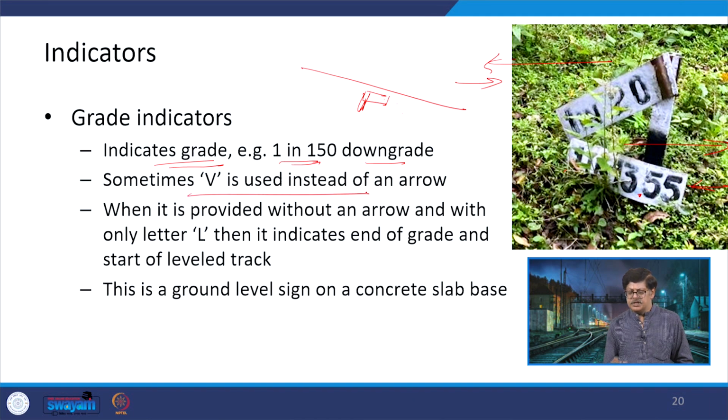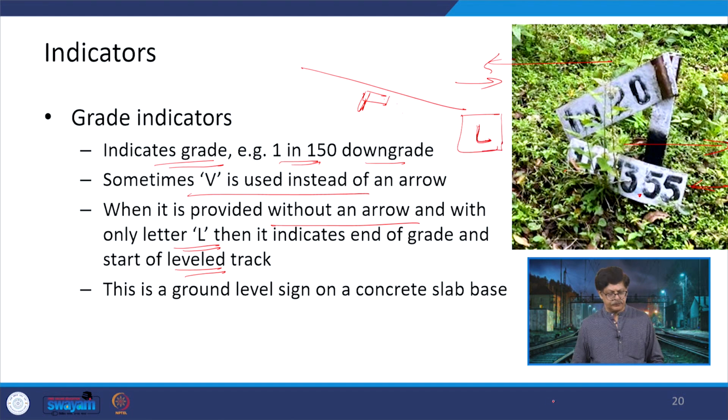Now, sometimes V is used instead of an arrow. When it is provided without an arrow, with only the letter L, that indicates the end of grade and the start of leveled track. As soon as on some section it is written as L like this, that means now you are approaching the leveled track. This is a ground level sign which can be on a concrete slab base. As you can see here, it is not on a concrete slab base.